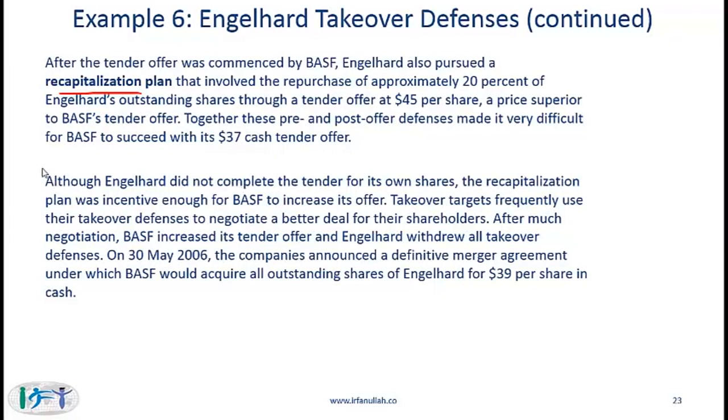Now, there is an interesting twist in this example that I want to highlight. Generally, in the context of corporate governance, we talk about the fact that these various defense mechanisms are actually not shareholder friendly. From a shareholder perspective, it would be nice if an acquirer can acquire the company and pay more than the current market price. But this particular example gives us another scenario where the original takeover was at $37, and Engelhardt used these various defense mechanisms to convince the acquirer, BASF, to actually pay $39 per share. So these defense mechanisms were used for the benefit of shareholders.